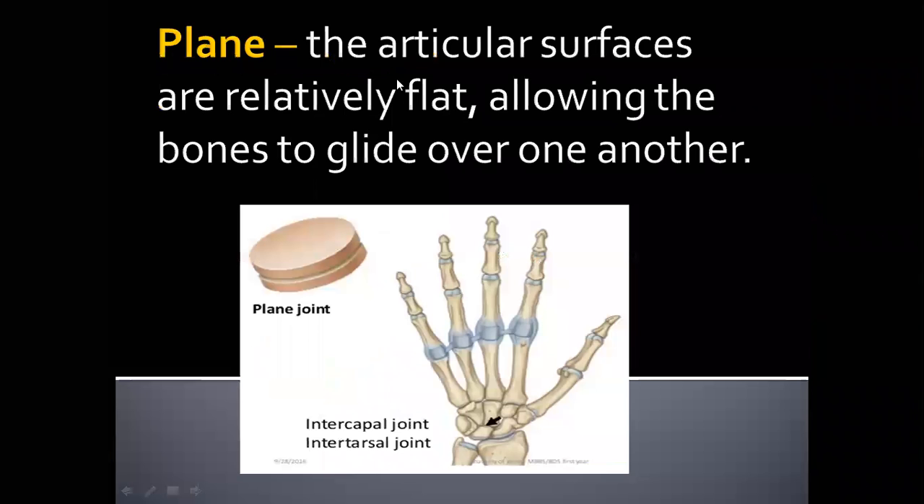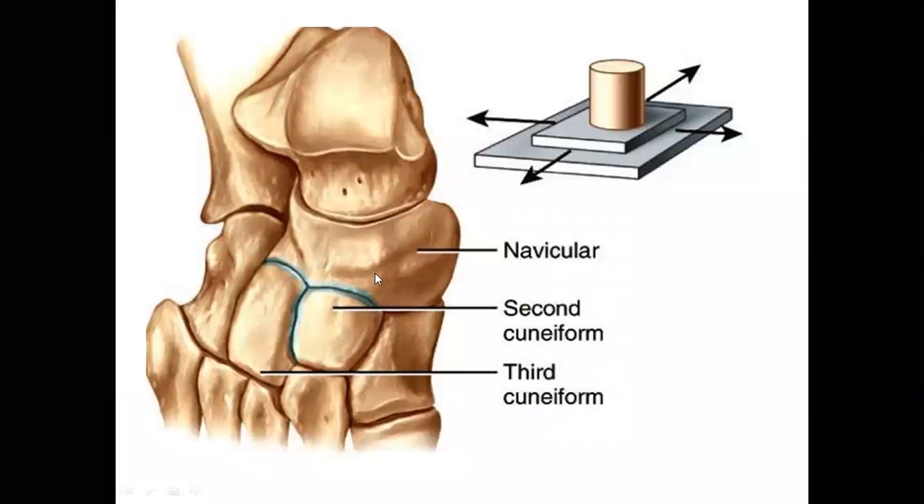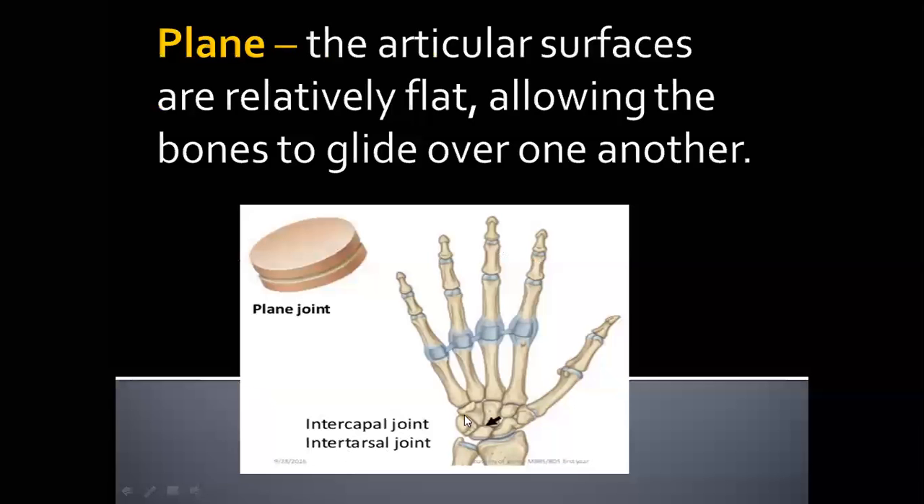Plane joints are very simple joints. The articular surfaces are relatively flat. Flat surfaces are articulated. Articulated means they are joined. Whenever we discuss the osteology, we use the term articulation. Articulation means the joints, allowing the bones to glide over one another. The examples are intercarpal joints, the bones of hand, and intertarsal joints, the bones of feet. So they join with the help of a plane joint.